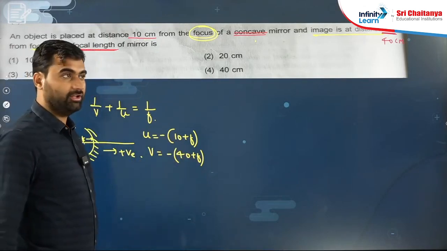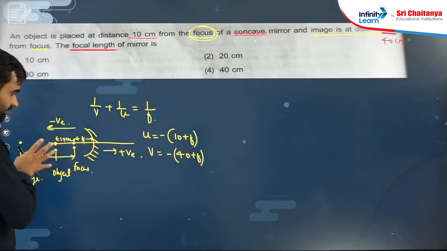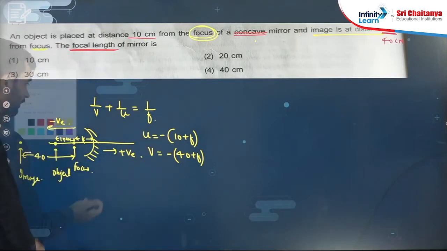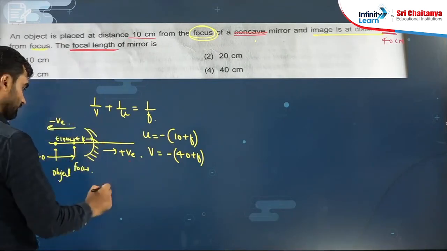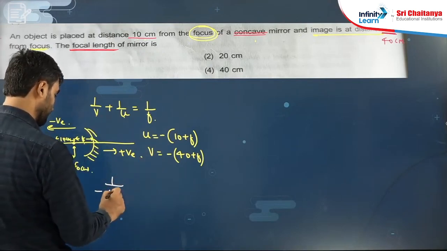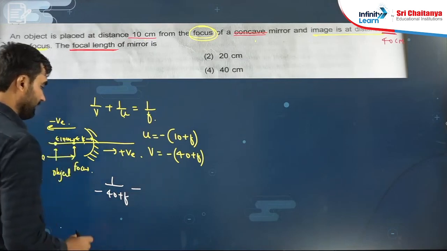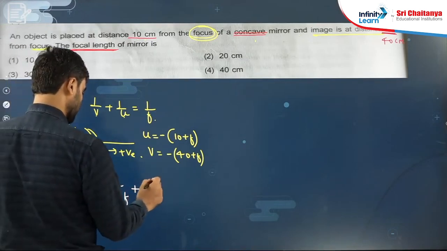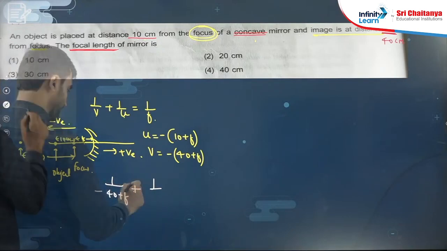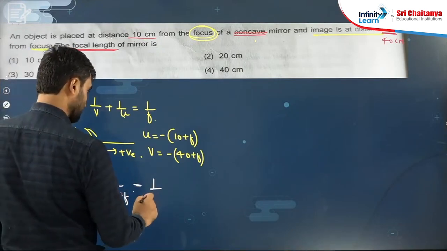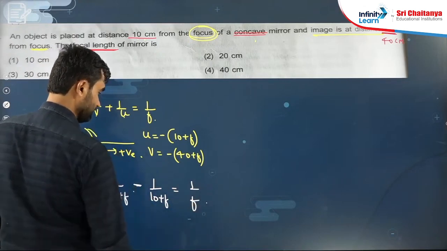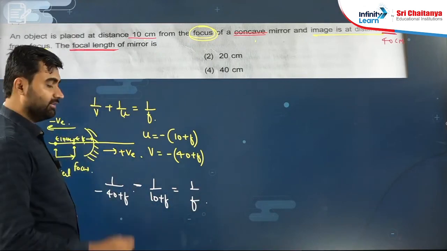And here also negative. Why? Because this direction is negative, this direction is positive. Agree or not? Now put all the values. So 1 by V, the V value is minus 40 plus F, and the U value is also negative. So if it is negative, here it will become negative 10 plus F, equal to 1 by F. So this equation we have to solve.